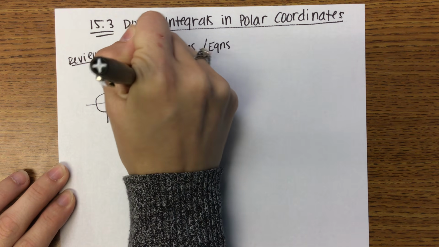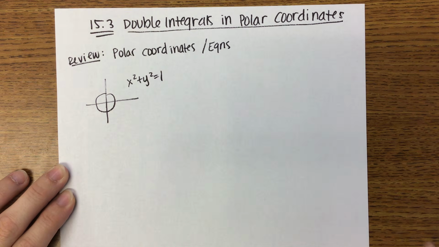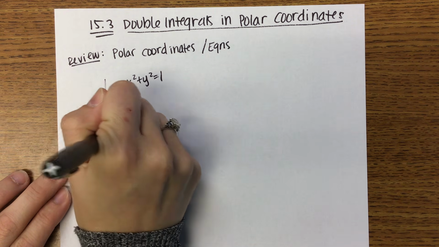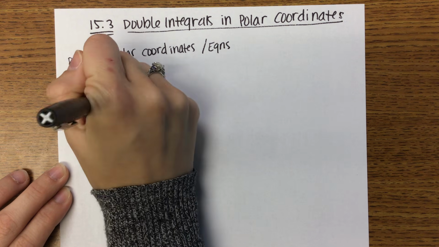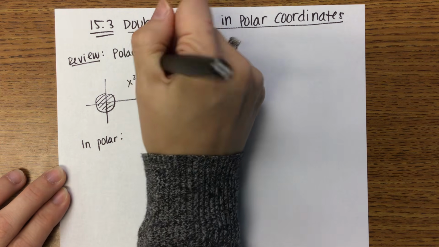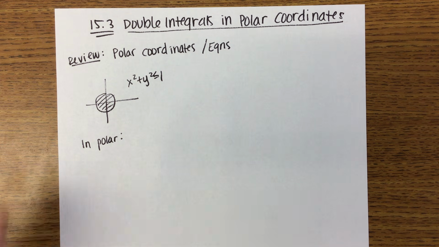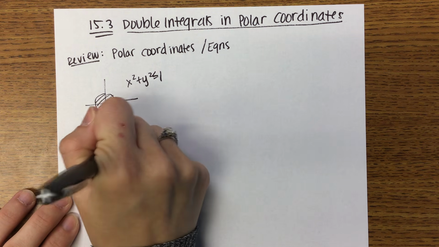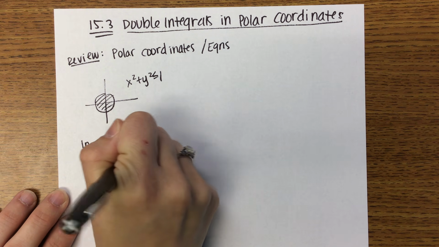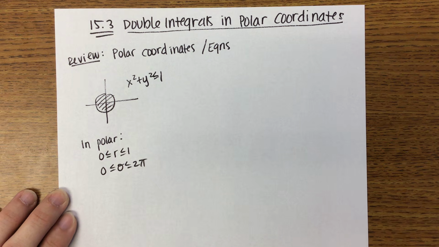So rectangular, that's x squared plus y squared equals 1. In polar, let's say we're looking at the whole circle, so we want the inside as well. So I guess this is really less than or equal to 1. In polar, we're defined by r and theta. So in this case, r is between 0 and 1. Theta is between 0 and 2 pi.